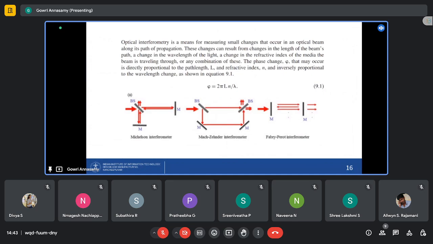For example, in the Michelson interferometer setup, I have placed two mirrors, right? The distance between the beam splitter, represented as BS here, and the mirror M corresponds to the path length L, the path length taken by the light to travel through, and n corresponds to the refractive index of the medium, and lambda corresponds to the incident light wavelength, due to which there is a change in the phase.